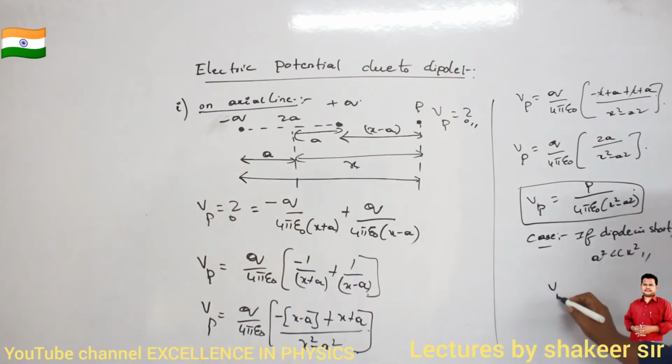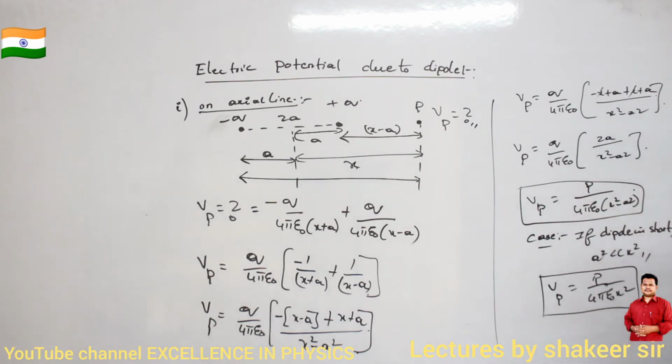So therefore potential at point P is equal to P divided by 4 pi epsilon naught into x square. Clear? So this is the equation for potential at point P when the dipole is very, very short. That is the answer for this one. Come on, make a note up to here.